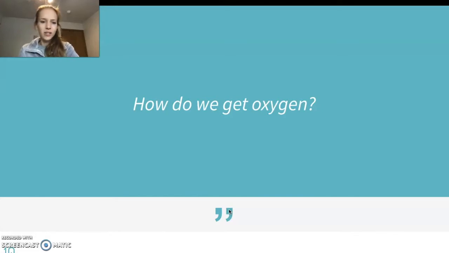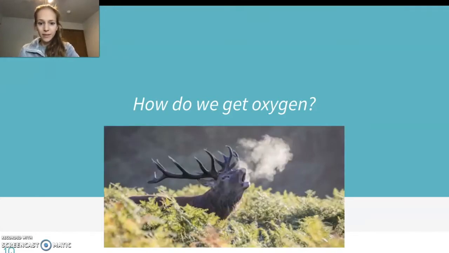But how do we get oxygen? Well, we breathe, right? So when you go outside and it's cold and you can see your breath, which gas is that? Think for a second. Is that carbon dioxide or oxygen? So that gas you breathe out is carbon dioxide, but we use breathing in order to get the gas we need, oxygen, into our lungs and release the gas we make, carbon dioxide, out of our lungs.